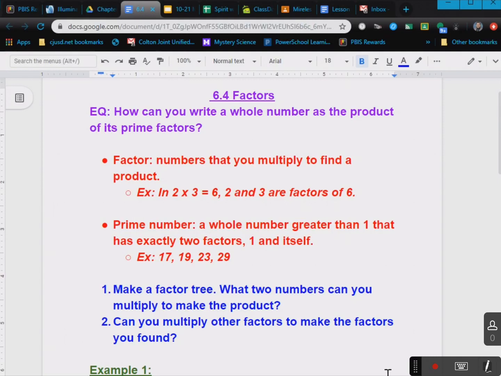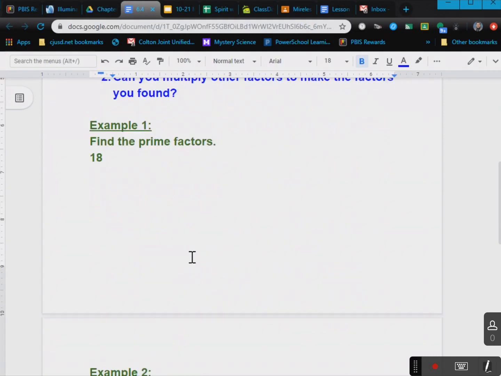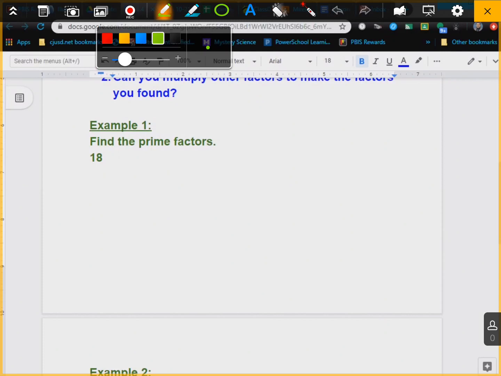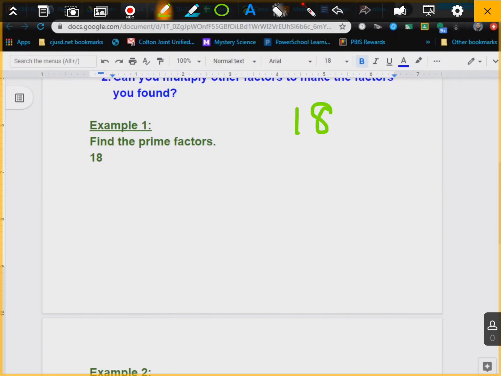Okay, hopefully you paused. Let's go ahead and do the first example. Find the prime factors. So we're going to find the factors of 18. So what you need to ask yourself is, here's 18. What 2 numbers can you multiply to make 18? Well, you can do 3 times 6 equals 18, or you could do 2 times 9 equals 18. Okay, so 2 times 9 equals 18.